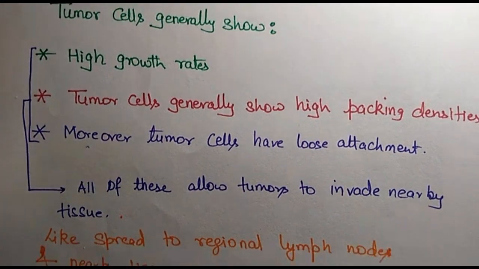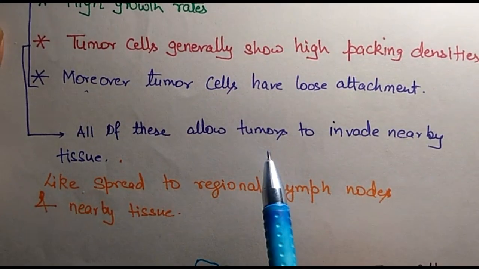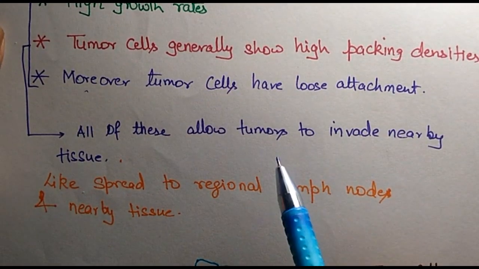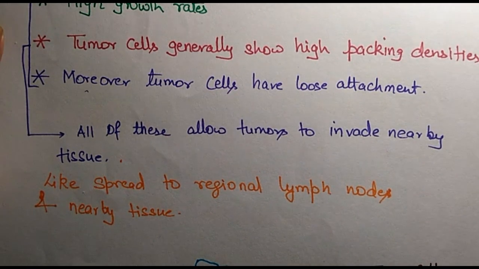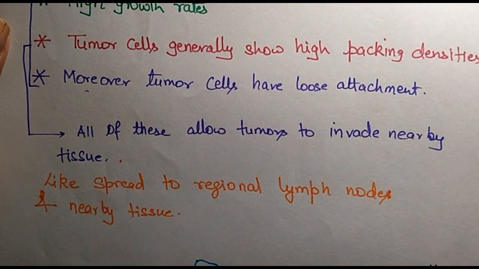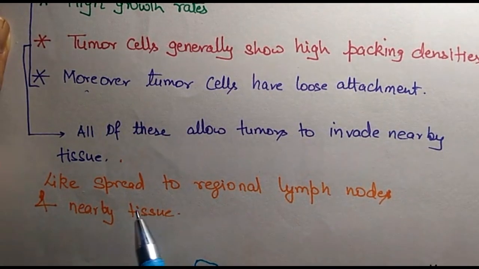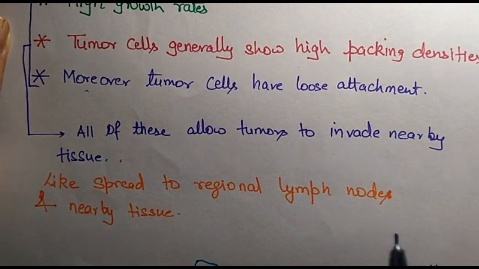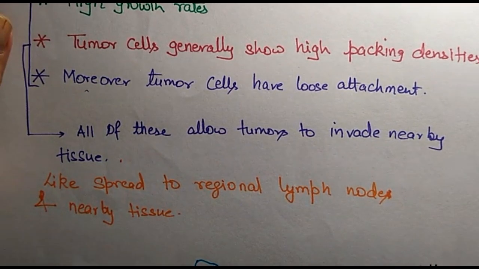Now these factors make a big difference, and they make sure that tumors are always loosely attached cells and they are able to invade nearby tissue. When I say nearby tissue, I mean nearby tissue means regional lymph nodes or the extracellular matrix.